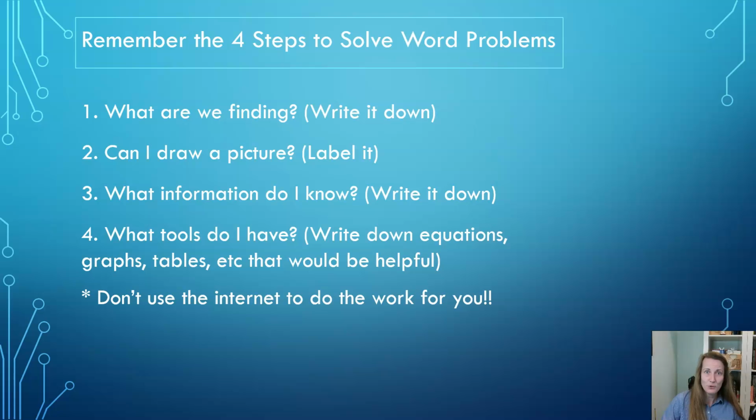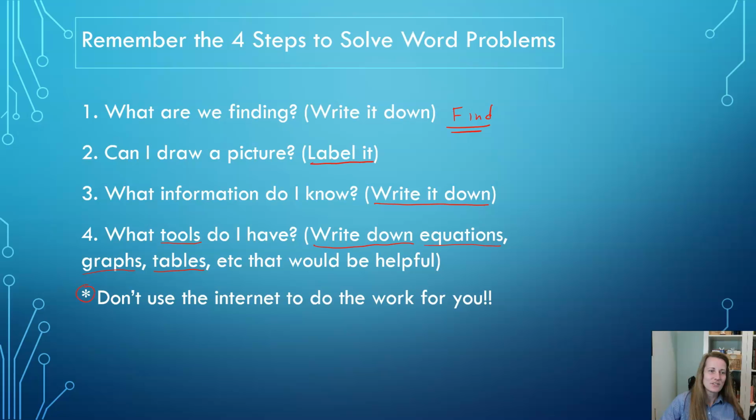Okay, the 4 steps to solve word problems. Number 1, what are we finding? Write it down. I'm going to write it down one more time. The word find. Write that down. Number 2, can I draw a picture? If so, make sure you label it. What information do I know? Write it down on your picture, on the side. What tools do I have? Can I write down equations like the volume? Can I make a graph, or does a table make sense like in the candle problem? What would be helpful? Write it down.